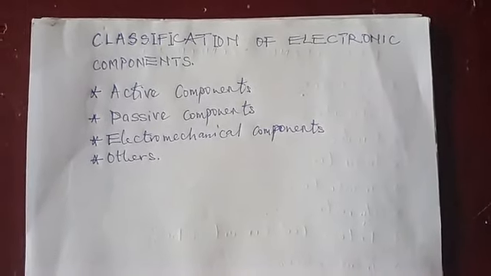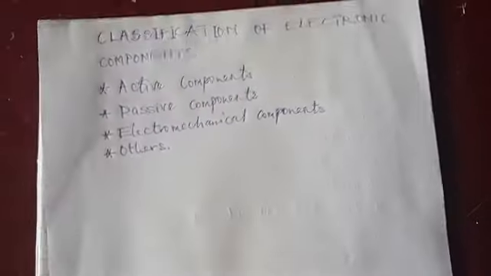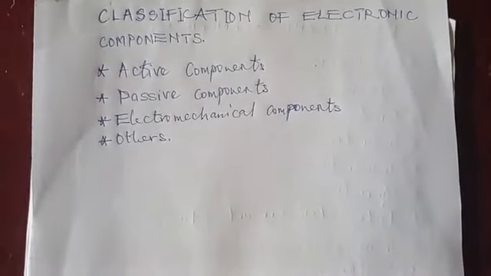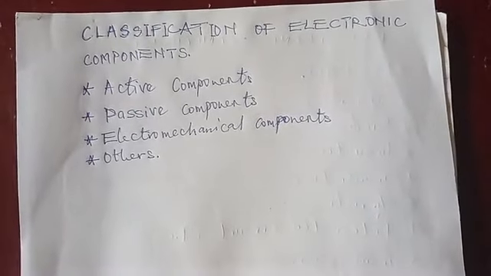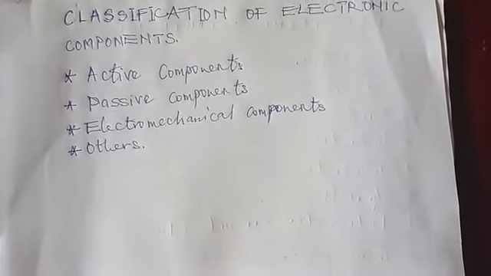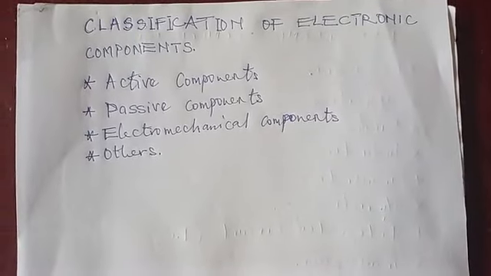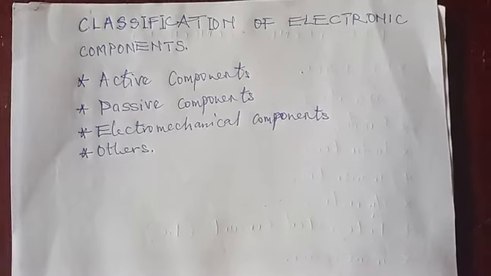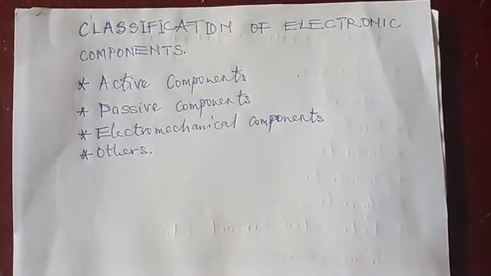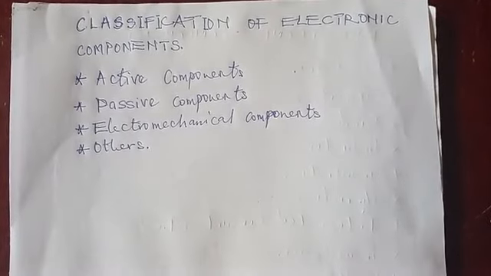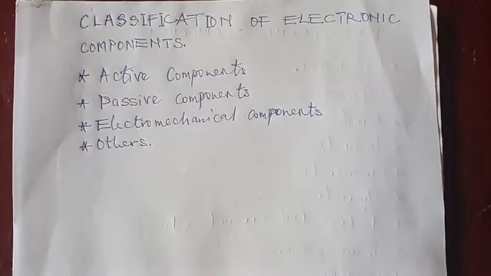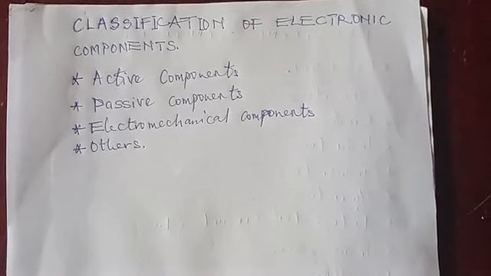Let's look at the second one, which is the passive component. Passive components are the components that do not require an external power source to perform their basic function. They do not require electrical energy before they can perform their function. And what do they do? They store and dissipate electrical energy, that is, they transfer electrical energy from one point to another.